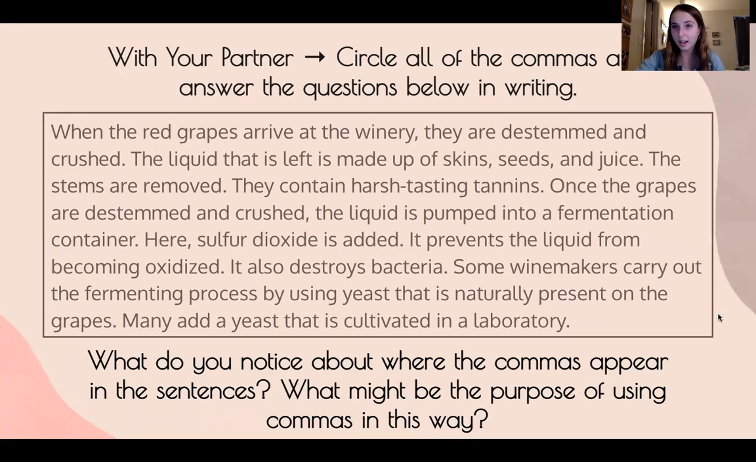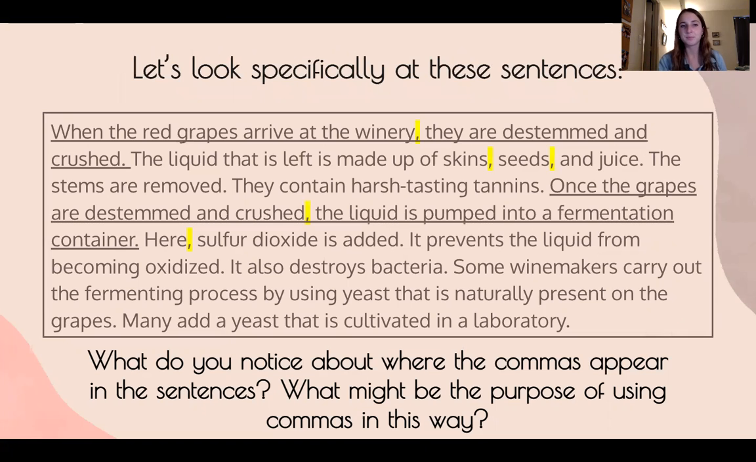Okay. Now that we have our commas circled, we see them here. I'm looking forward to seeing what you thought about that. But I want to specifically focus on two of the sentences. You'll see they look very similar and they sound very similar. So the first one is, when red grapes arrive at the winery, they are destemmed and crushed. And the second one reads, once the grapes are destemmed and crushed, the liquid is pumped into a fermentation container.